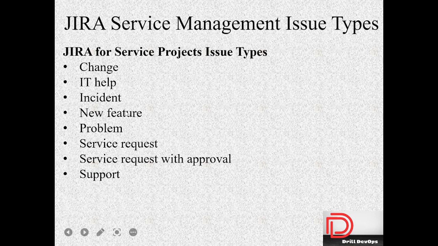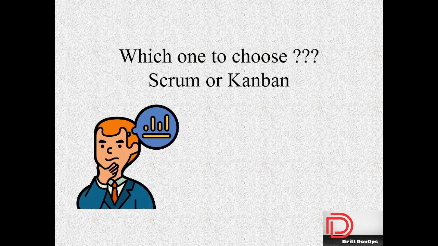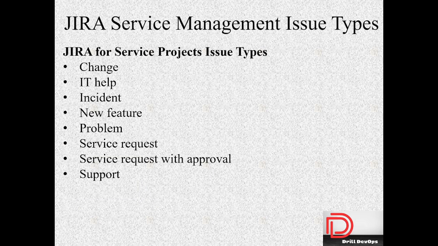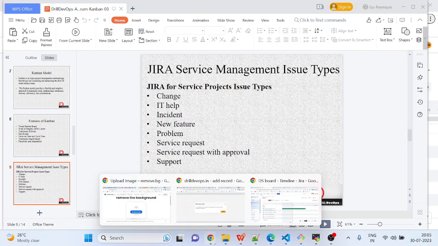You can have support. You can also edit these things whenever there is a requirement. So this is not a complete list of things. You can add or remove based on your project models. So these are some common issue types that you can see when you are working on maintenance projects. So let's see it in a visual or example format.